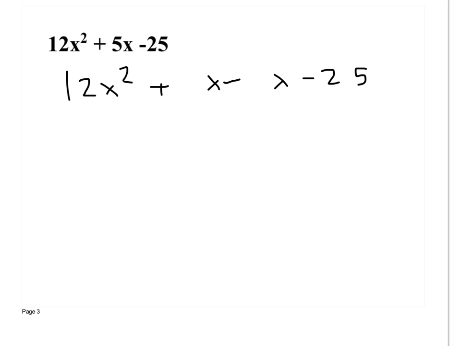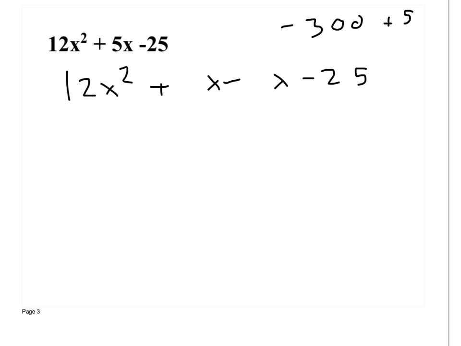So what multiplies to give me 12 times 25, which, what is 12 times 25? 300. And by the way, it's negative 300. What multiplies to give me negative 300 and adds to give me positive 5? Anyone got a guess? By the way, the biggest number has to be positive. What adds to give me 5 and multiplies to give me negative 300?